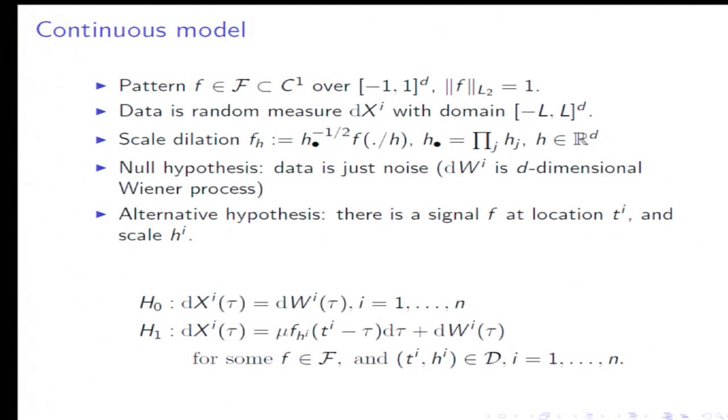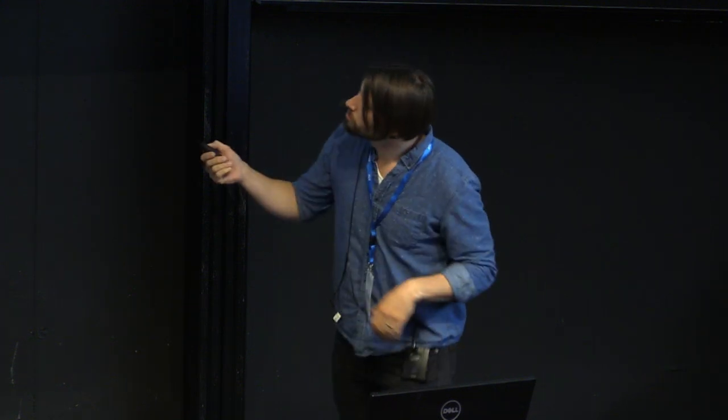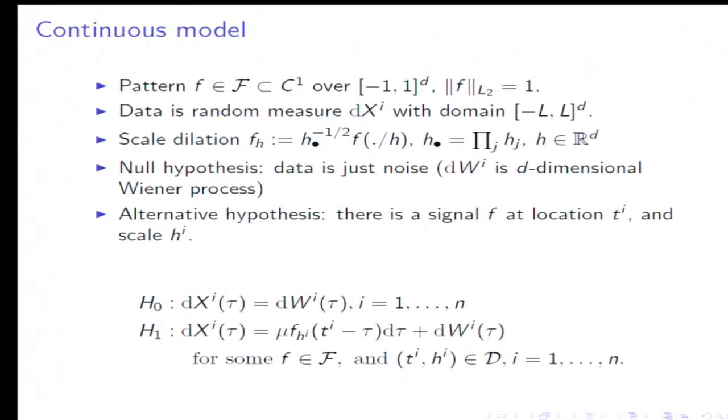You should think of dX sub i as comprising the pixel values for the ith image. Now, if we want to do this in a multiscale fashion, we can dilate or expand this f. This is a standard dilation operation, and this normalization factor maintains the L2 norm being 1. These are important technical details.